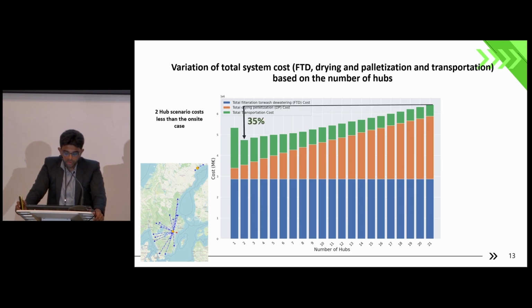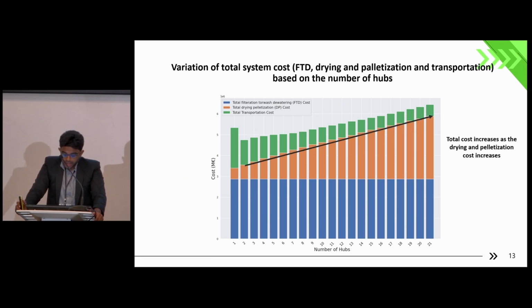And when you compare the on-site scenario, which is the 21 F-cube systems around the country, there was a 35% cost reduction compared to the two hub scenario. And again, this is all because of the reduction in cost from utilizing the economies of scale of having a centralized dryer system. And you can see that the total cost of pelletizing and drying increases with the higher number of hubs we considered.